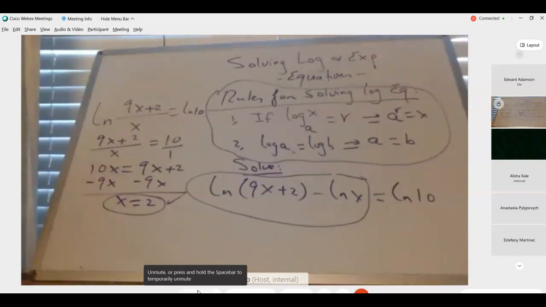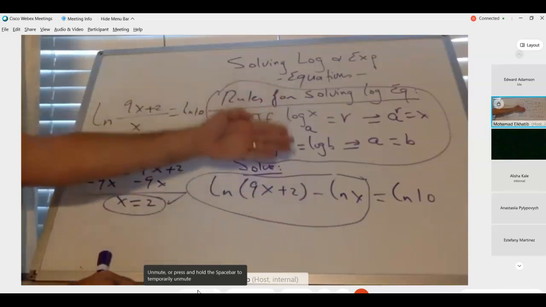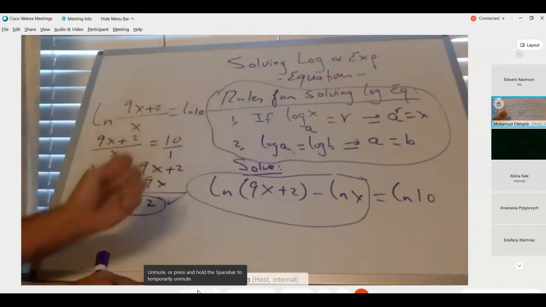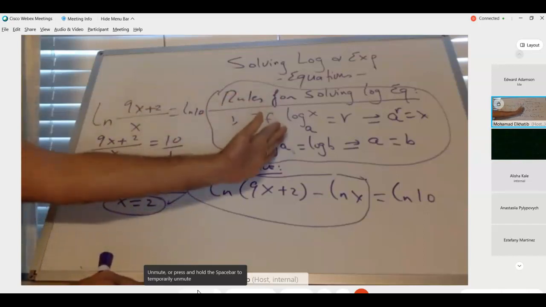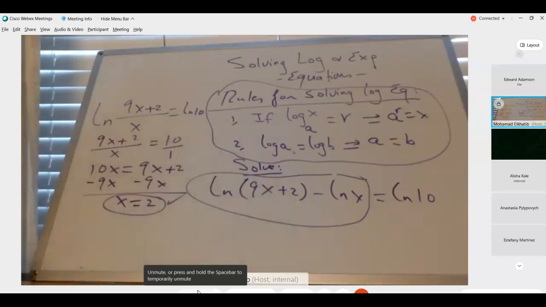So this one I have to do a little work to make the problem I have be part of the rules. The rule says only one log on the left, one log on the right, but I got 2 on the left. To make it a single log, I take advantage of the properties of logs. Okay? All right, go ahead and copy it. And if you have any questions, please let me know.